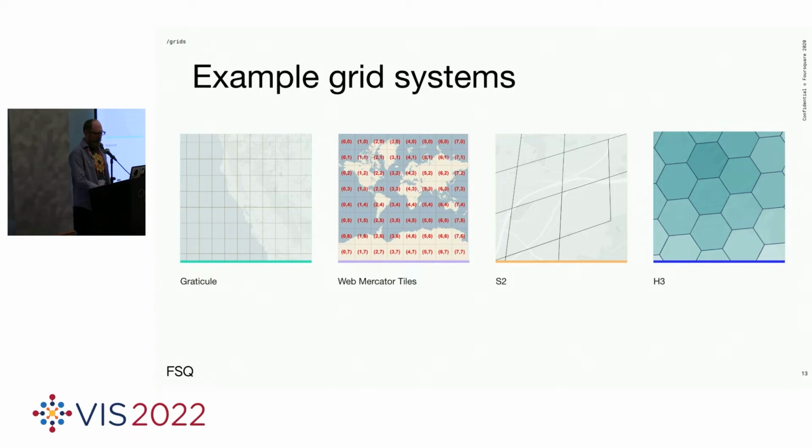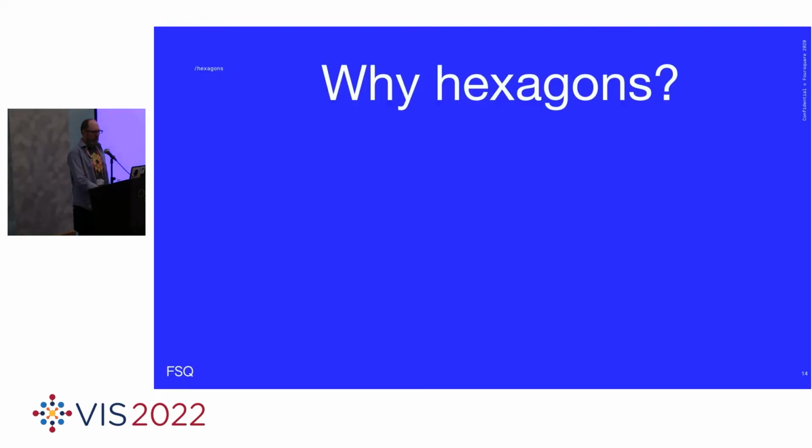Web Mercator tiles are another way of uniquely addressing discrete areas of the Earth. And this is commonly used in web mapping, but also has been the basis for things like geohashing. S2 was probably one of the first real purpose-built discrete global grid systems coming out of Google, using quadrilateral cells and a cube-based model of the Earth. And then finally, H3, which is what I'll be mostly talking about, uses a hexagon shape to divide the Earth up. So why would we use hexagons?